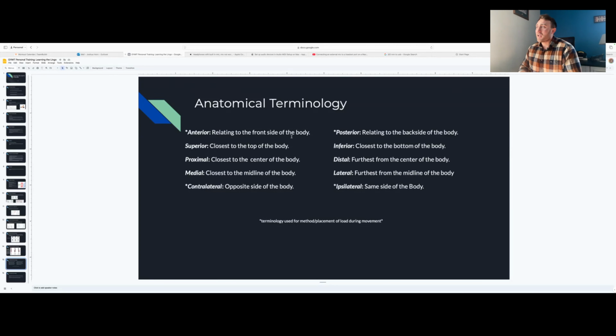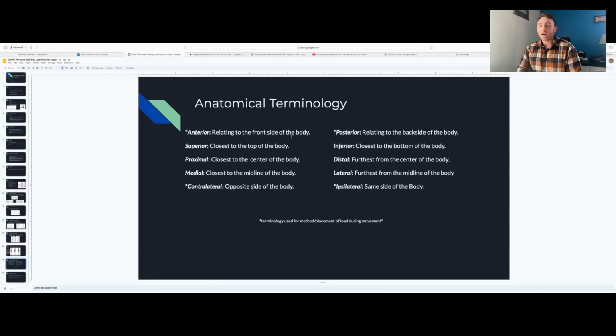And then when we think of the other words that you hear on here, we have superior versus inferior. So superior means closest to the top of the body. When I think of superior, I think of like the superior court. That's the top court, right? And then when we think of inferior, we think of closest to the bottom of the body. So it's the little guy, the inferior little guy we can think of, right? So if we're thinking of my pecs, my pecs are superior to my rectus abdominis. My pecs are above my abs, you can think of, and my abs are inferior to my pecs, okay?